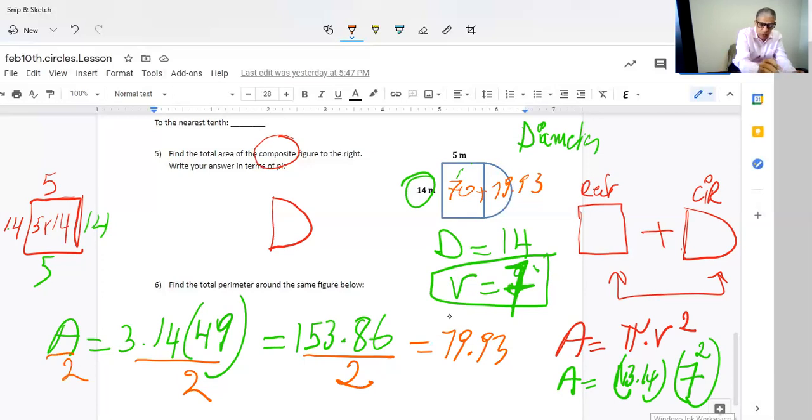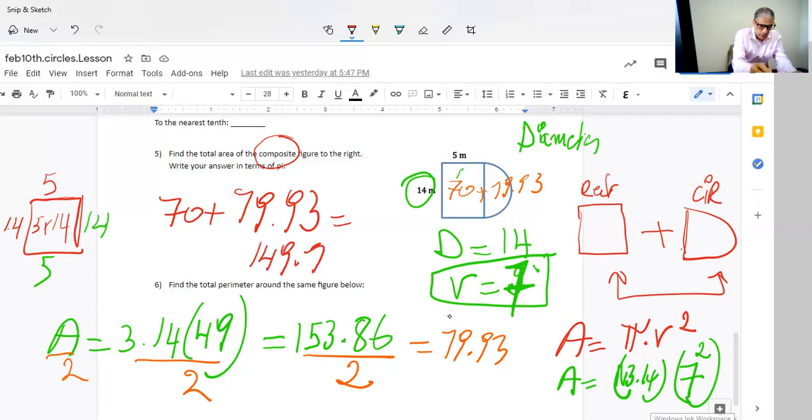So the area of both will be, adding them together, for the rectangle, we got 70. For the half a circle, we got 79.93. And the total area of the composite shape is 149.93. And since it's area, so it's meter squared. Make sure you square because it's area, okay?